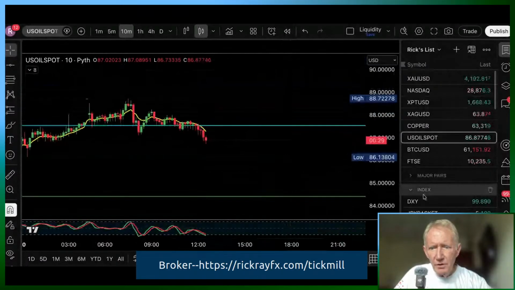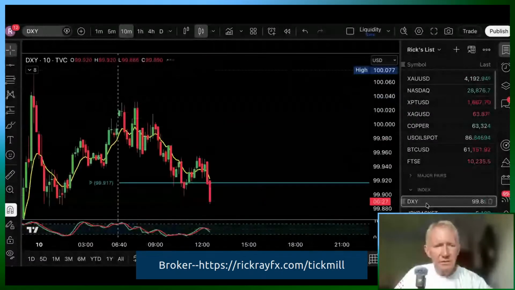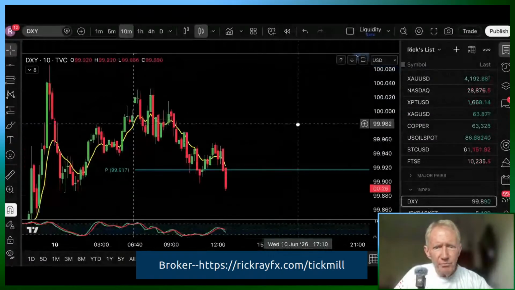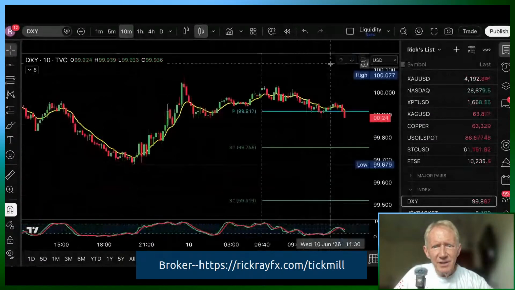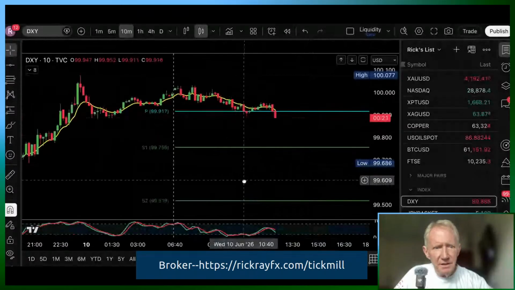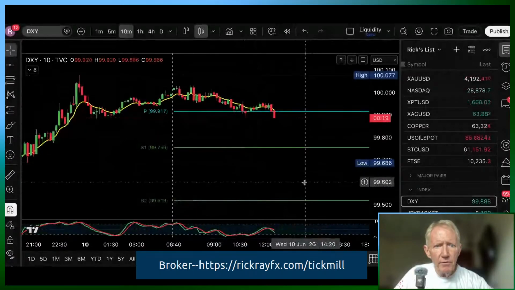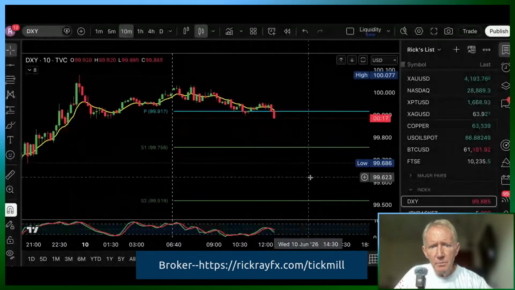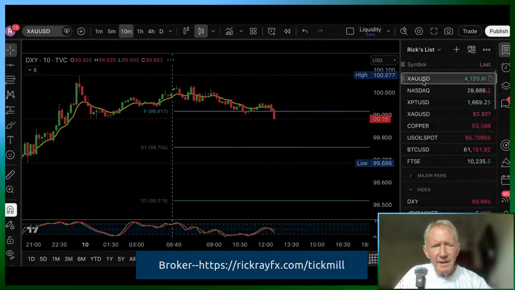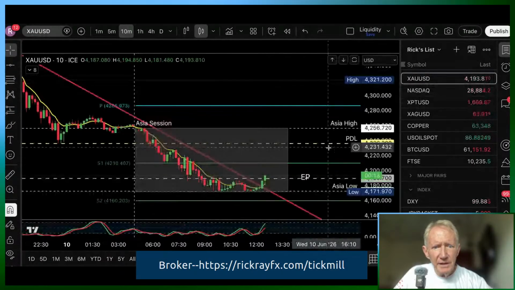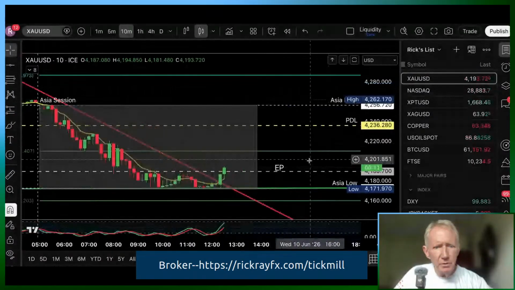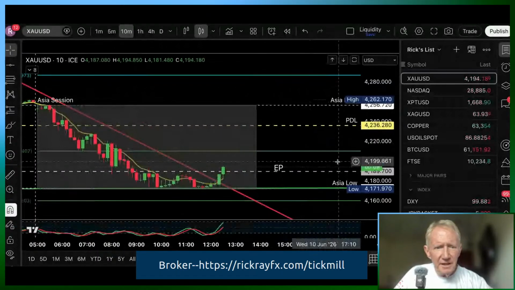What's the dollar doing? The US dollar DXY going down. So yeah, this is taking the pressure off of gold, and that's why we're seeing a little bit of a move with gold right now. And let's go back here. Yeah, just a little bit of a move. It's not nothing to get excited about.